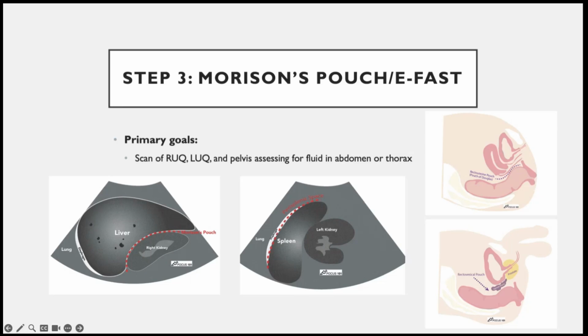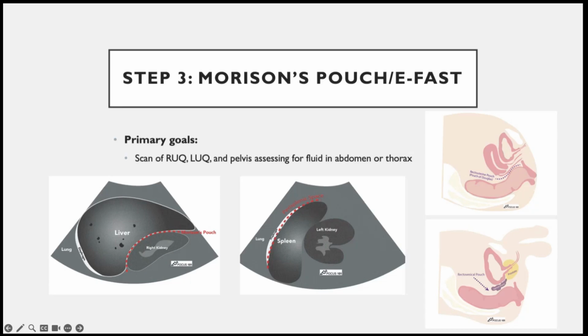So here you can see the different views that you'll get. Again, you'll be assessing Morrison's pouch and looking at the perisplenic space, also the pouch of Douglas in females, and the retrovesicular pouch in males.